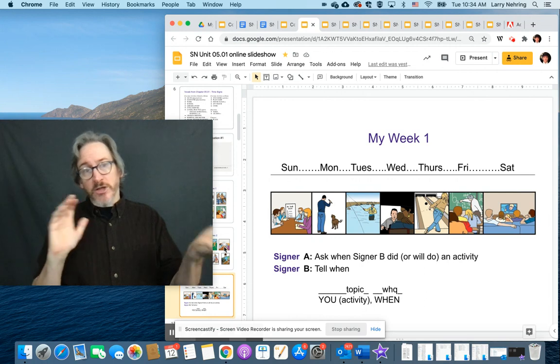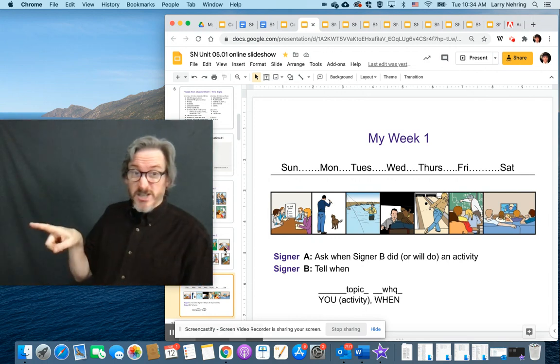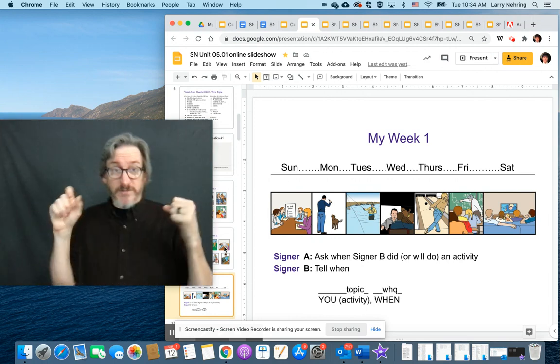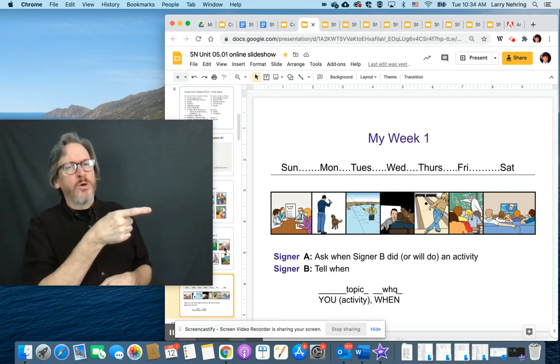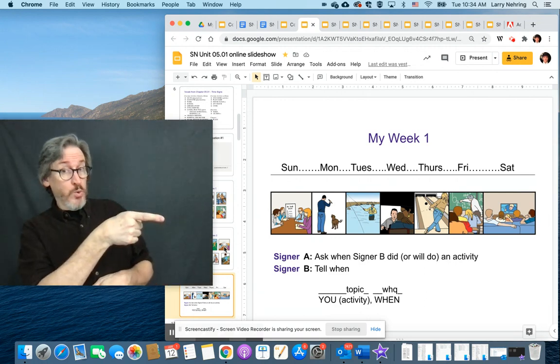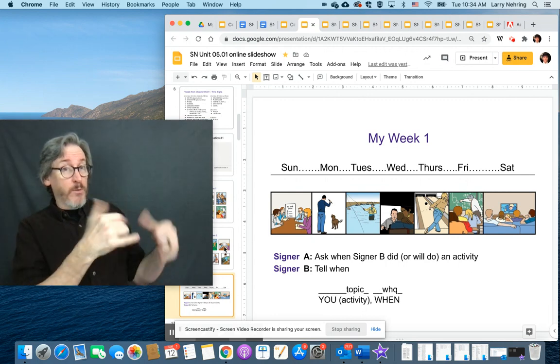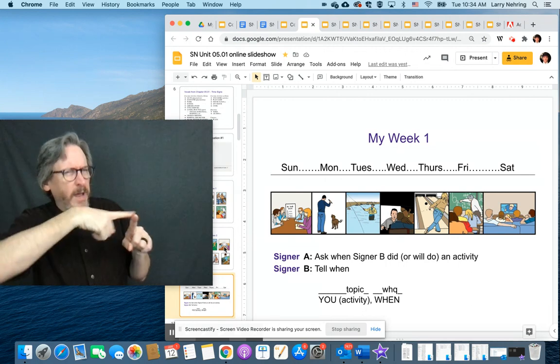If we were doing a dialogue, you could ask the question. It's good to practice questions because in ASL, we do that role shifting to recount a conversation. So you play with dog when?